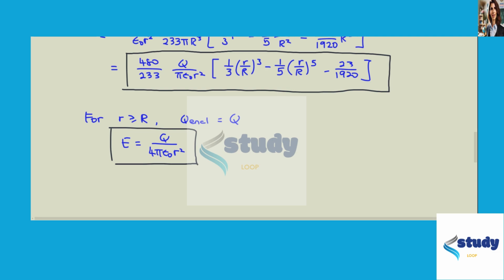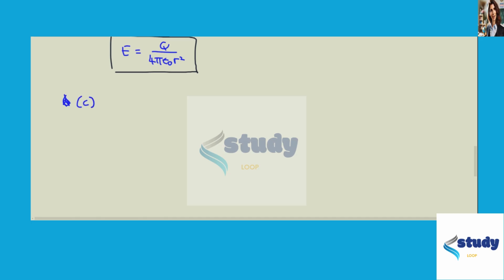Okay, then now we move on to part C. In part C, what fraction of the total charge is contained within the region between r over 2 and big R? Oh, there are 5 parts. Okay, never mind.